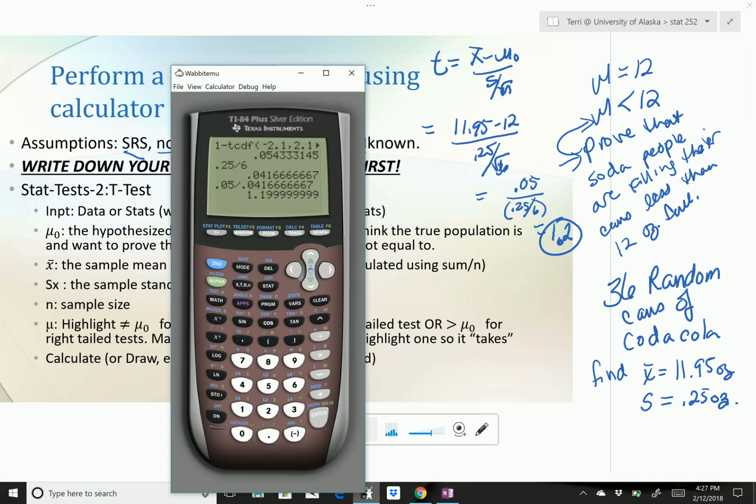So how do we do this whole thing on the calculator? What we're going to do is go to stat, go over to tests. Number 2 is t-test. So again, we're given statistics. Our mu naught is 12 because we want to prove that these are less than 12. We only got 11.95 ounces. And S was 0.25. And in this case, n now is 36. And I have a left-tailed test, so I have to click on the left, and I have to click on it to make sure it takes, and then enter for calculate.